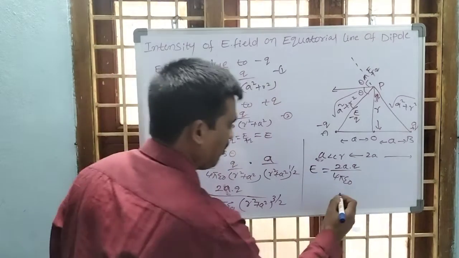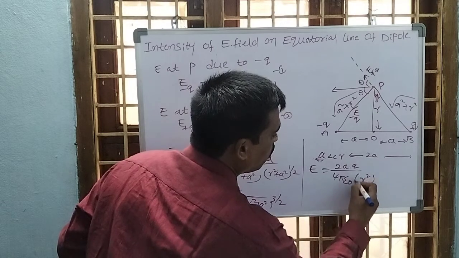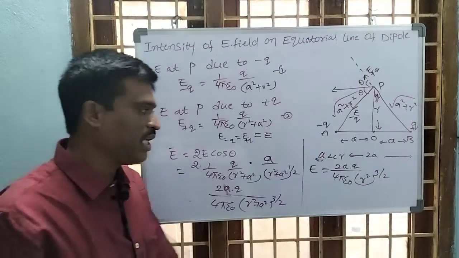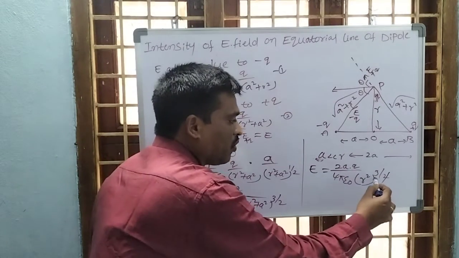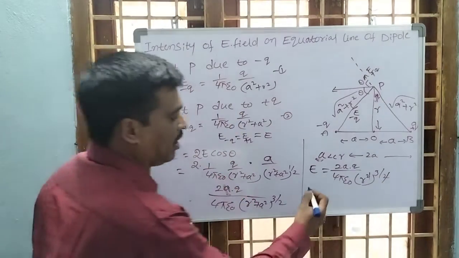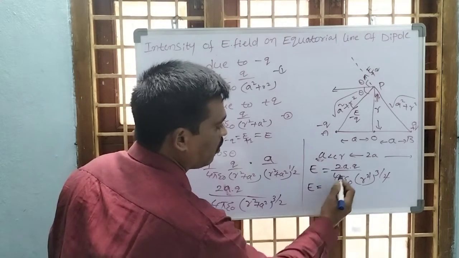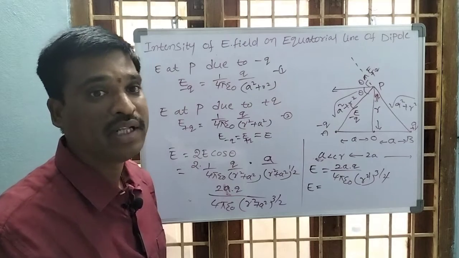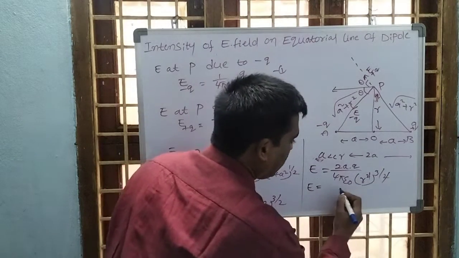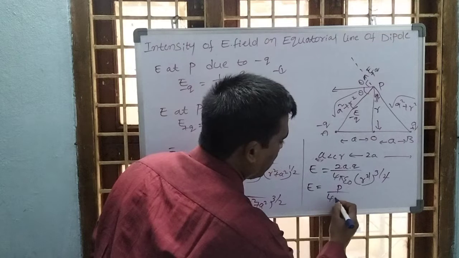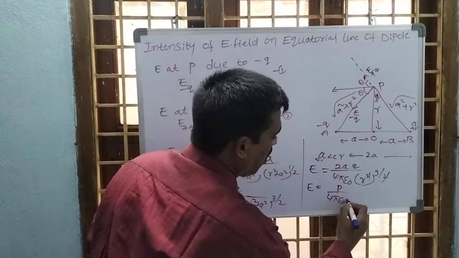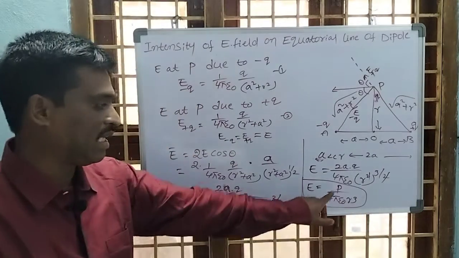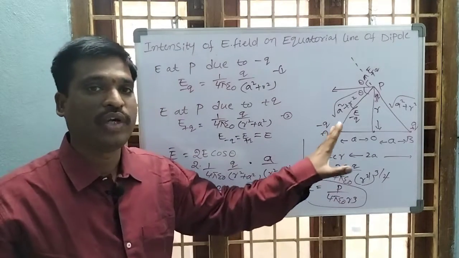What are the remaining? R square whole to the power of 3 by 2. Which one is cancelled? 2 gets cancelled. What is the remaining? E is equal to what? Already we know that 2aq is the dipole moment, that is P. Dipole moment P by 4 pi epsilon naught into R cube. This is the intensity of electric field on an equatorial line.